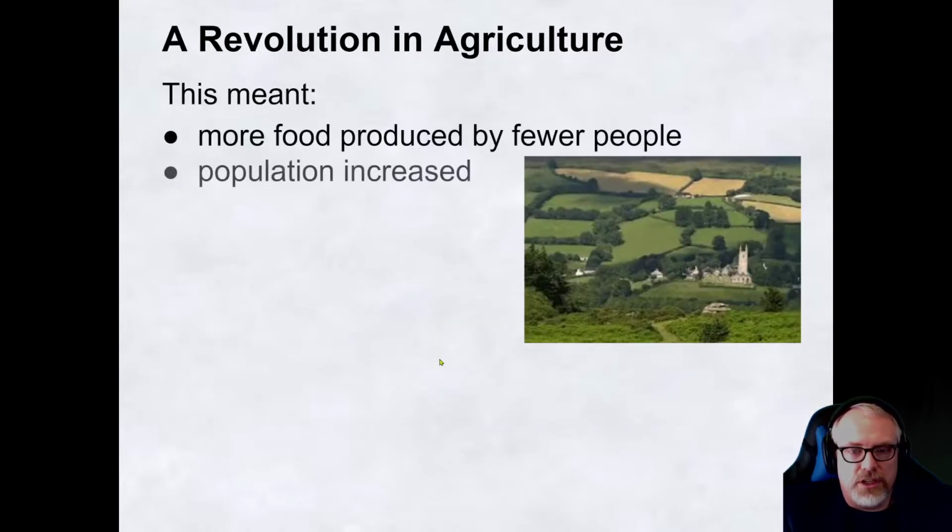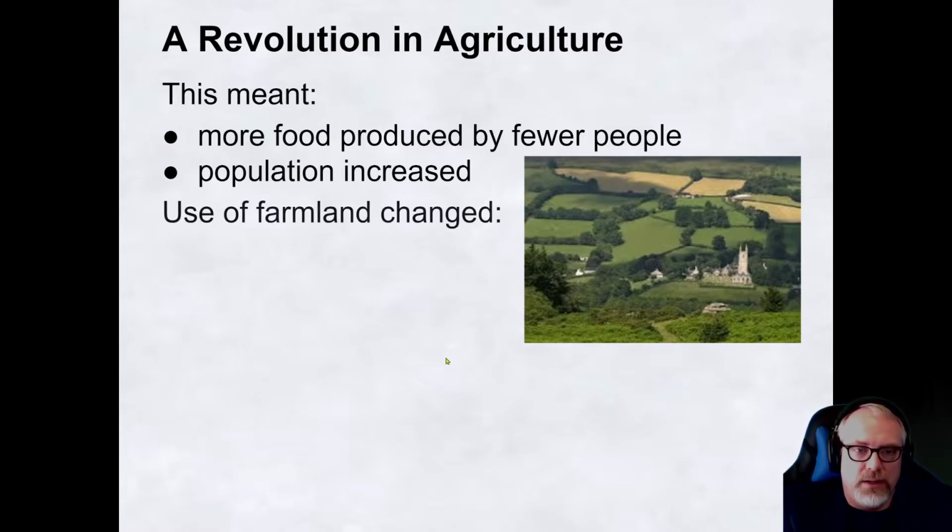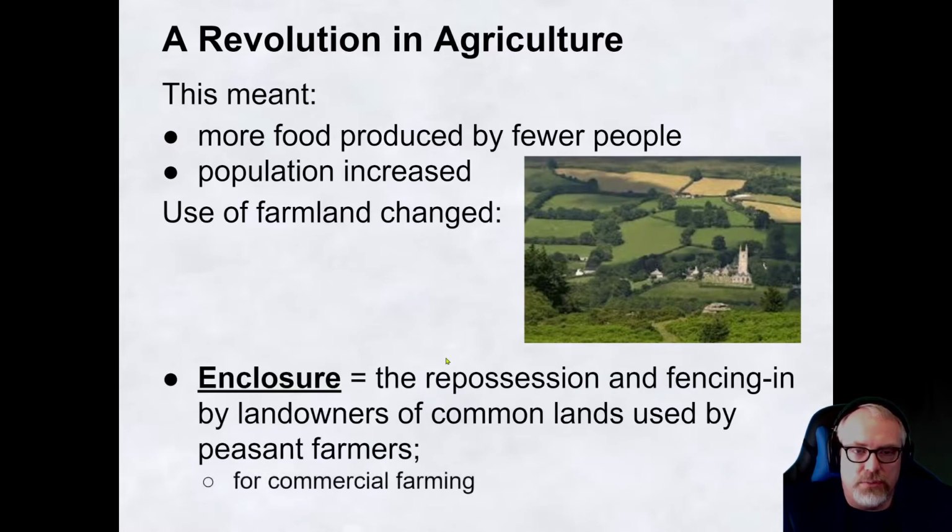So this means that there's going to be more food being produced, and it's being produced by fewer people. And more food means more people. And this is going to change what farmland is used for. And so we begin the process of enclosure, which is the repossession and the fencing in by landowners of what are called the common lands used by the peasant farmers. So peasant farming is gone in England, and now they have a shift towards commercial farming.